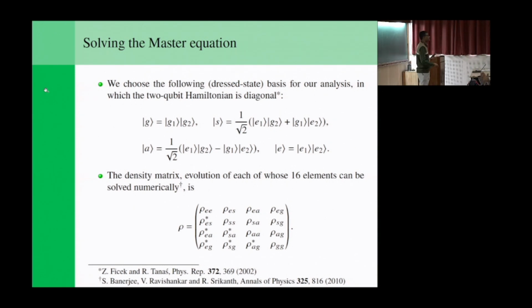And these master equations can be solved using this dressed state basis in which our Hamiltonian is diagonal. These are the 4 basis states. And this is our density matrix. So the solution of the master equation boils down to solving the differential equations for each of the entries of this density matrix. And we see that not all of them are independent, because some of them are complex conjugates of the others. So essentially we solve for the 9 independent differential equations, and we can get all the thermodynamic observables that we want.